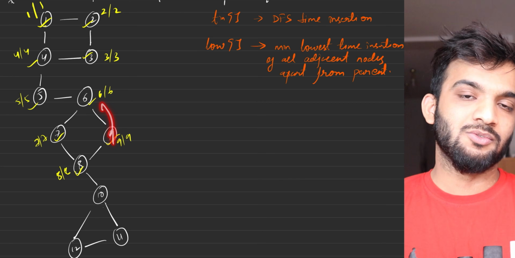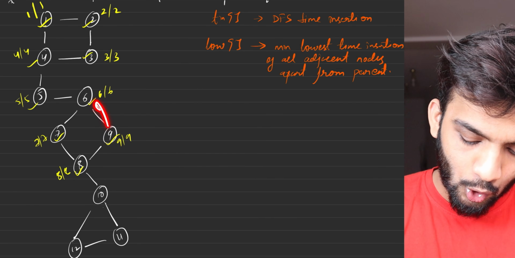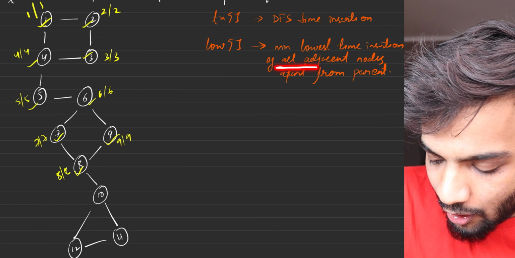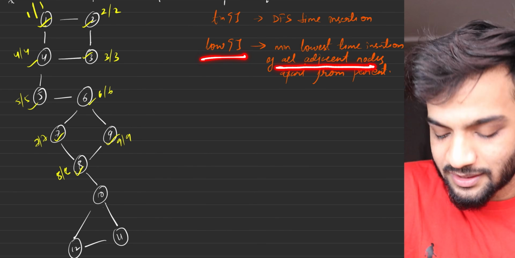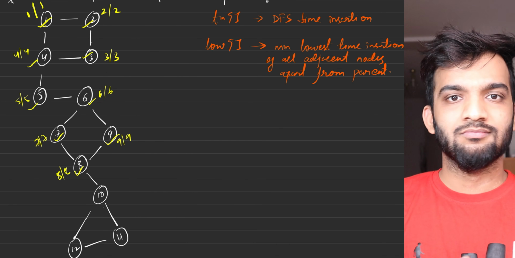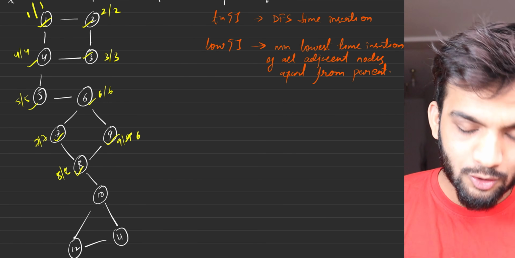Will 9 go to 6? In DFS, we did not visit nodes which are visited. It will not go. But remember, of all adjacent nodes, that is what low is. Low will say, okay, I will not go there, but I'll pick up your low. Your lowest is 6. So I'll just pick up that and write it to myself.